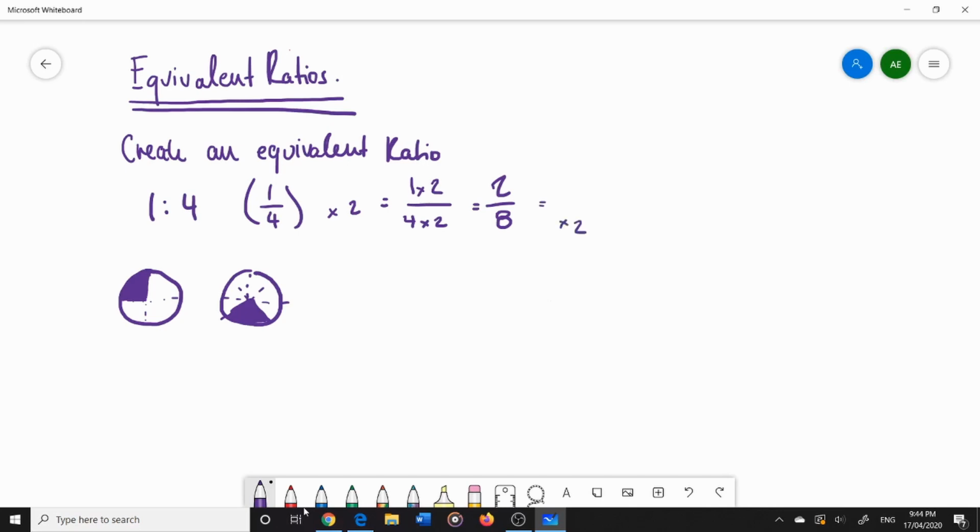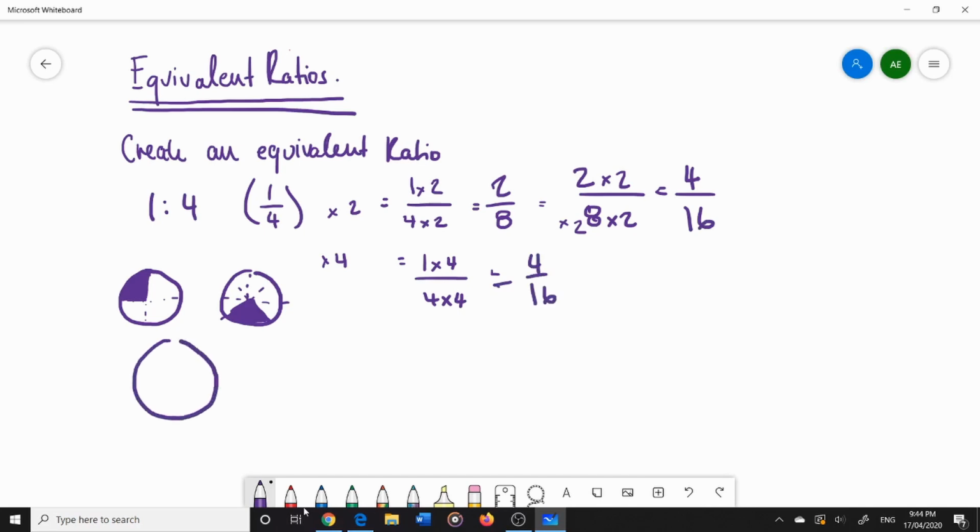I can multiply that number by 2 again, which means I would actually be multiplying the original one by 4. So 1 times 4 is equal to 4. 4 times 4 is equal to 16. So it would be 4 over 16, giving it equivalence. As you can see by the circle, I'm technically only colouring in a quarter, even though the numbers are slightly bigger. Now, again, if this was written as a ratio, it would be 4:16.